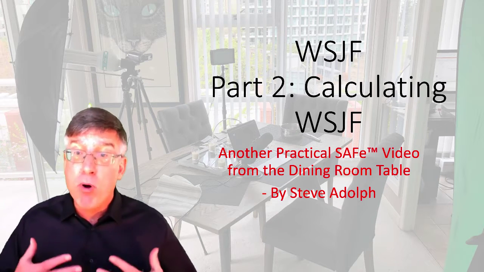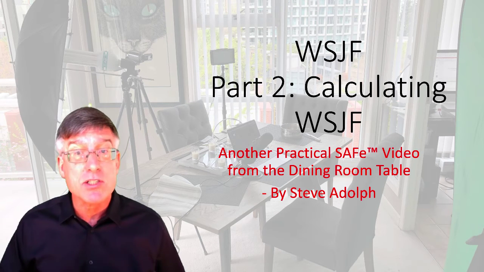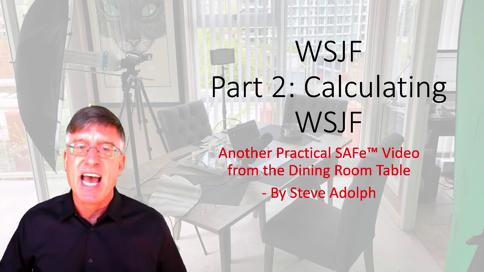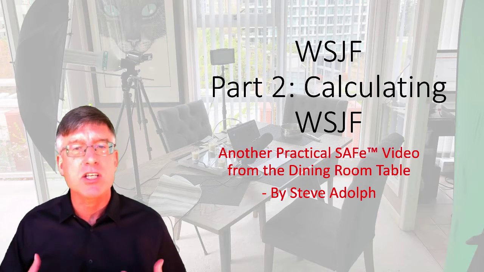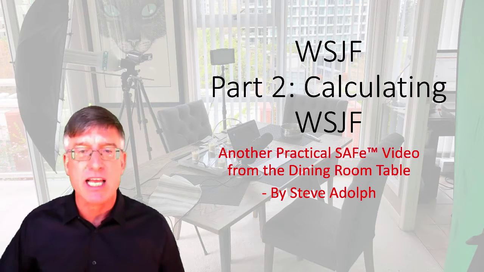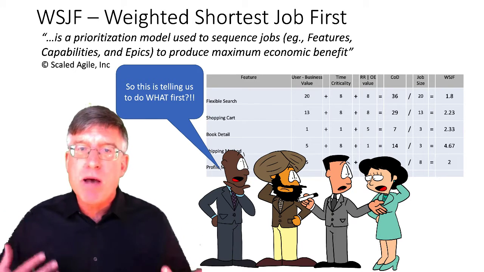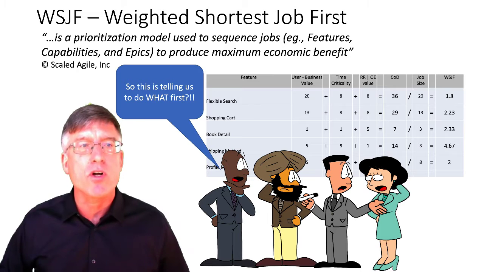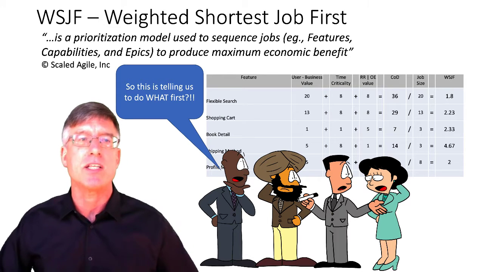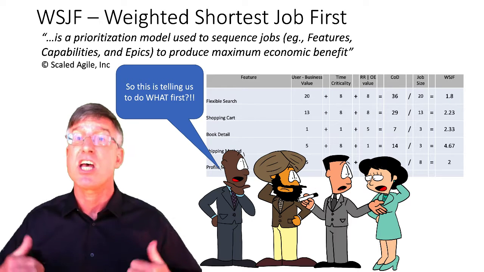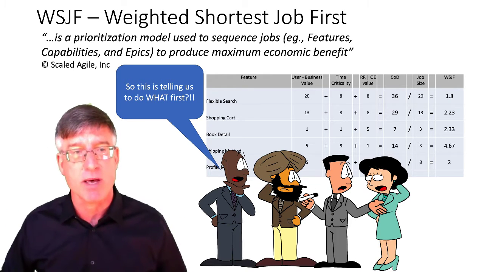This installment is part 2 of our lessons on WSJF, weighted shortest job first. And in part 2, we're going to be looking at an example of a team calculating weighted shortest job first. As you remember, weighted shortest job first is the prioritization model that's used in SAFe to sequence jobs, features, capabilities, and epics to get the best economic benefit.